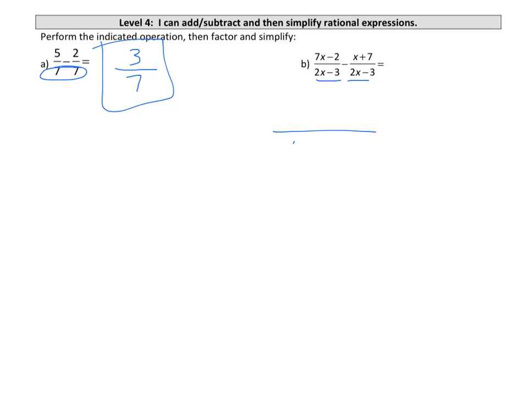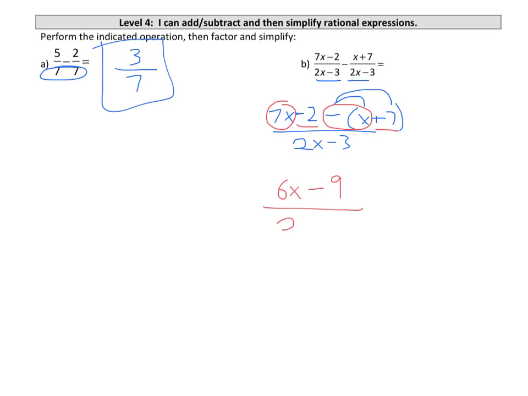So the denominator is just going to be 2x minus 3. But on the top, I have to subtract the expressions. So 7x minus 2 minus the expression x plus 7. I need to put x plus 7 in parentheses. And I'm going to have to distribute that minus to both terms. So now this is combining like terms. 7x minus x gives me 6x on the top. And then minus 2, and then distributing the negative is going to make this minus 7, gives me minus 9.